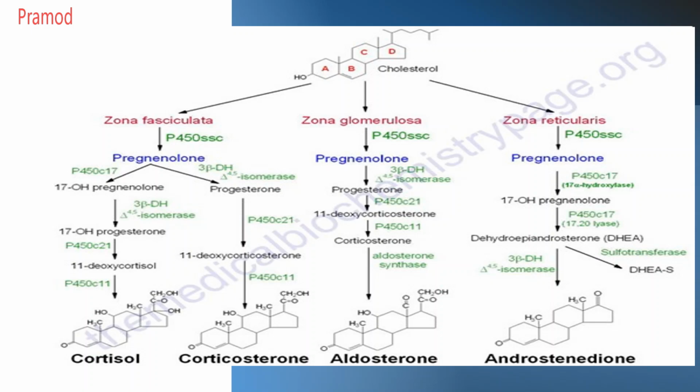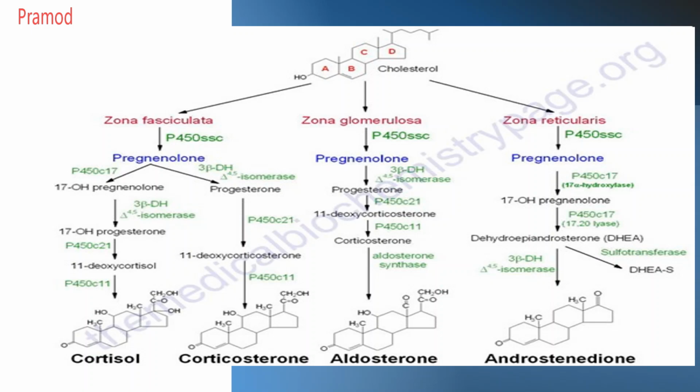Then that gets converted into 11-deoxycortisol. 11-deoxycortisol means there is no OH at the 11th position of cortisol. All the things are there except the OH. And the last step is hydroxylation to give cortisol.